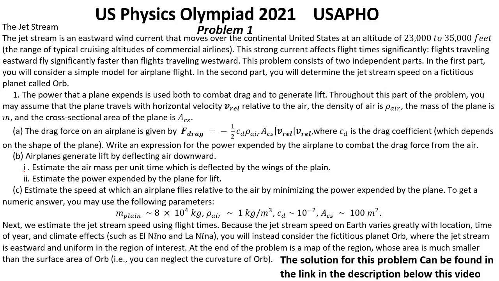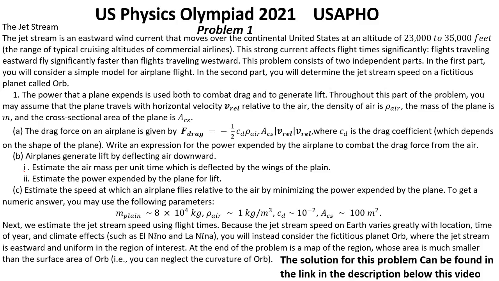This problem consists of 2 independent parts. In the first part, you will consider a simple model for airplane flight. In the second part, you will determine the jet stream speed on a fictitious planet called Orb.